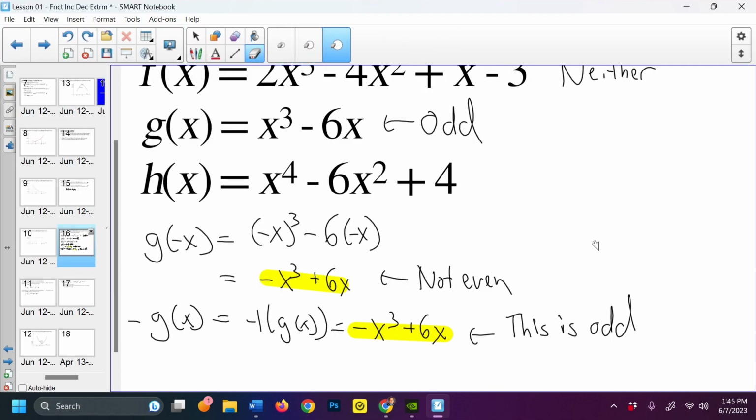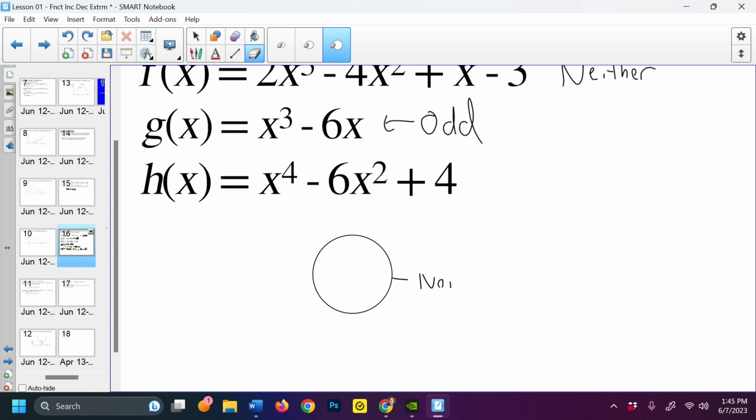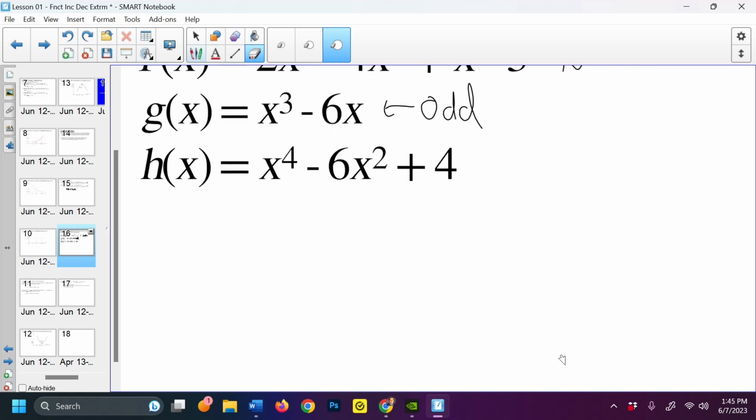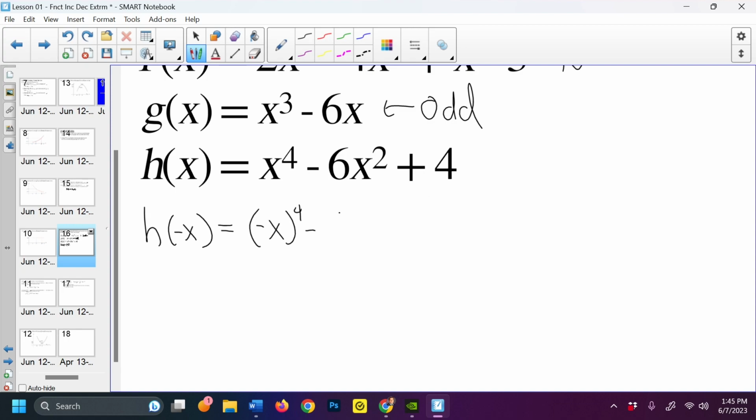Again, I will just erase here for me to look at h. And so just like in the other three, the first thing that I want to do is plug in negative x into h. I'll have negative x raised to the fourth minus 6 times negative x squared plus 4. When I raise a negative to the fourth power, it becomes positive, and I get x to the fourth. Negative x squared will give me x squared times negative 6 is negative 6x squared, and then plus 4.